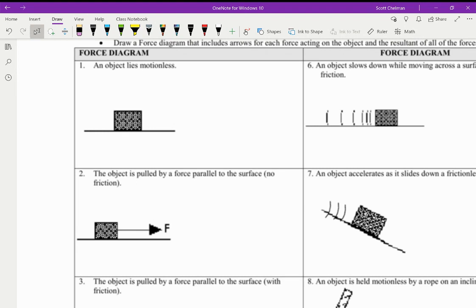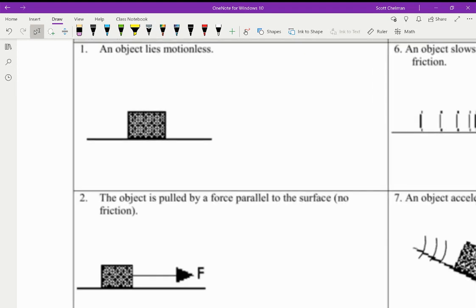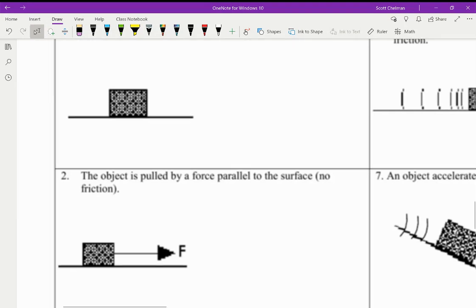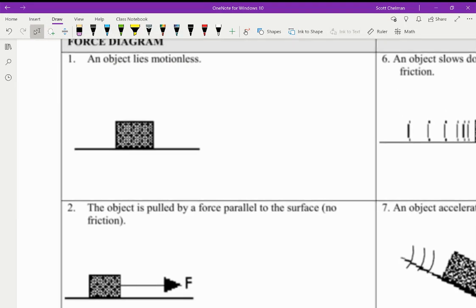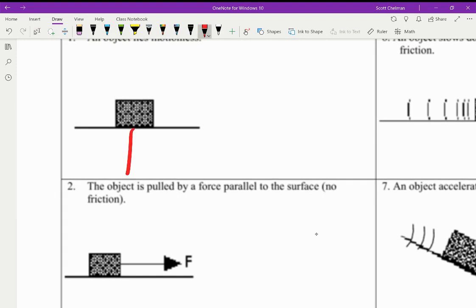All right. So, let's take a look here. Firstly, I don't know, Mr. Tidwell, we got an object lying motionless. What forces are going to be going on there? Now, remember on planet Earth, you're always going to have mean old Mr. Gravity going down. What else?